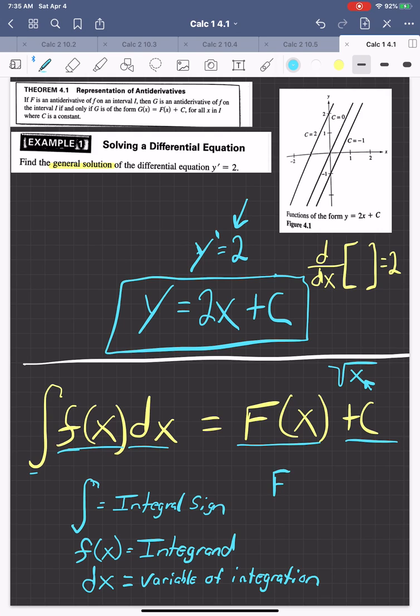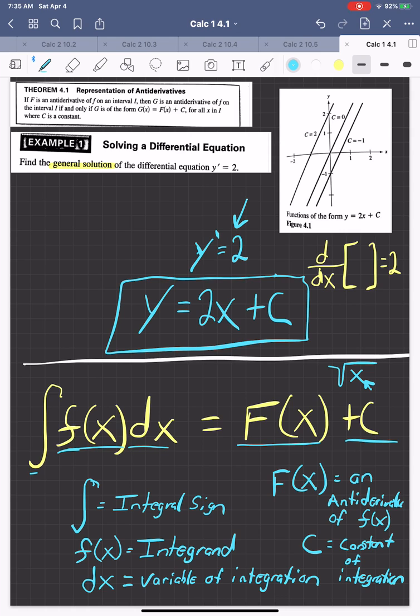Over here, capital F of x, this is an antiderivative. It's an antiderivative of f of x. And finally, the c is what we call the constant of integration. The constant of integration. Okay, so far so good. So where do we go from here?